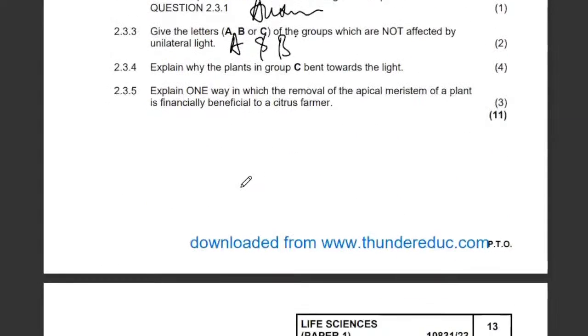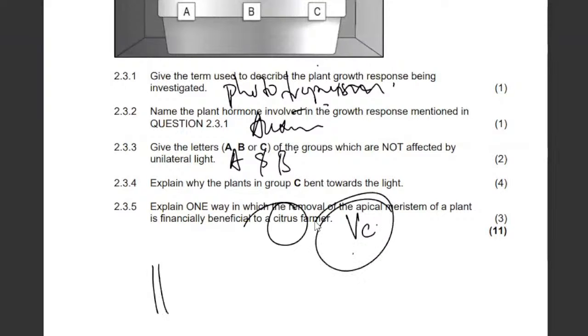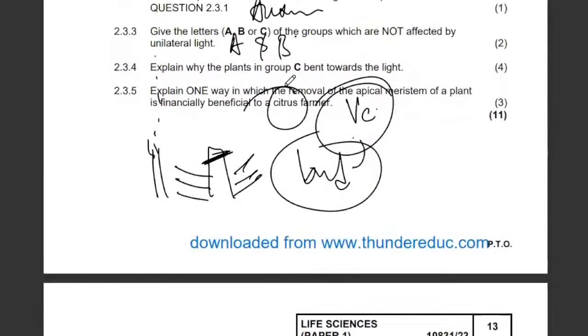Then they're saying, explain one way in which the removal of the apical dominance of the plant is financially beneficial to a citrus farmer. Citrus are plants like orange, lemons, those which can give vitamin C. So basically, when you have the tip, the plant will just grow straight. But if the tip is cut, you are trying to bring about lateral branches. It will promote the lateral branch, which will increase the buds. When you talk about the buds, you're talking about the heads of the plant, the one which grows.